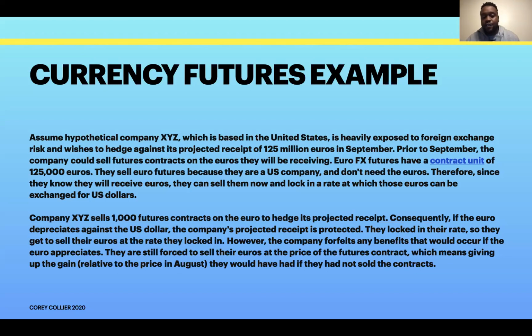Company XYZ sells 1,000 futures contracts on the euro to hedge its projected receipt. Consequently, if the euro depreciates against the dollar, the company's projected receipt is protected. They locked in their rate, so they get to sell the euros at the rate they locked in. However, the company forfeits any benefits if the euro appreciates, guys. They will still be forced to sell the euros at the price of the futures contracts, which means giving up the gain relative to the price in August that they would have had if they had not sold their contracts.